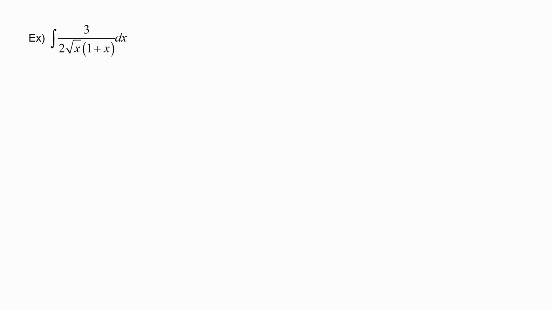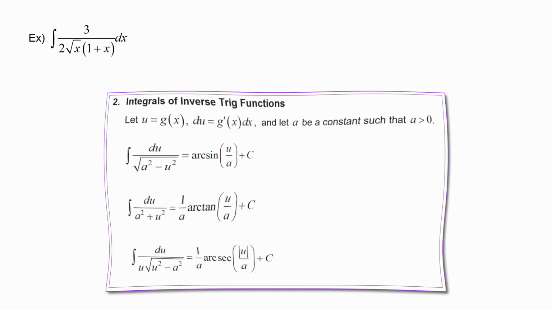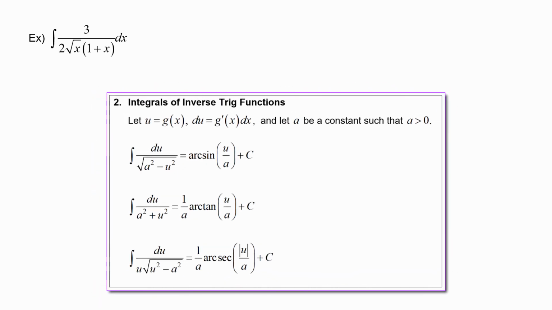In this example, we have the integral of 3 over the quantity 2 radical x times quantity 1 plus x dx. Now, at first, this integral might not look like it fits in with any of the integration formulas that we have. But one thing to notice is that every integration form has in the denominator a u squared and an a squared. Now, the u squared will always be whichever term has the highest exponent.